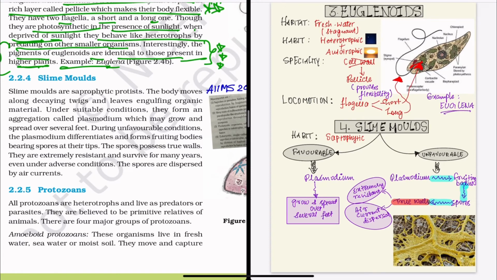Now we come to slime molds. Slime molds are saprophytic protists. So in habit it is saprophytic, and the body moves along decaying twigs and leaves, engulfing organic material under suitable conditions. So if the condition is favorable, if the condition is suitable, they form an aggregation called plasmodium.